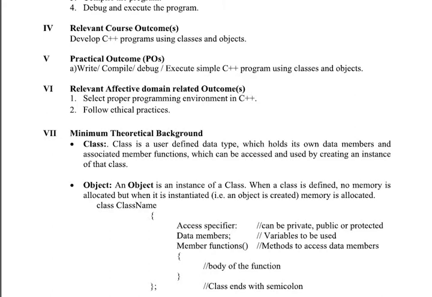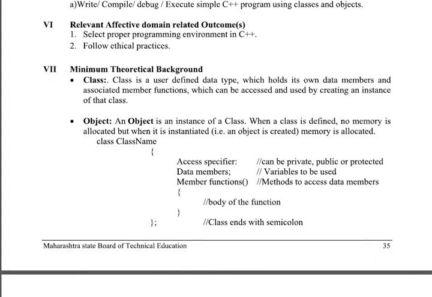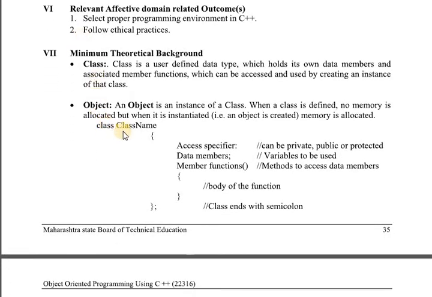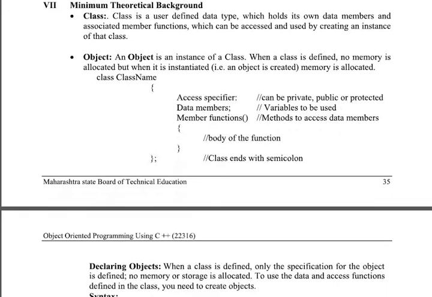So here is the syntax to declare a class. Class is a keyword. After that we write the class name, using any identifier. Now the access specifier, which may be private, public or protected. Data members of the class means the variables which will be used in the program. Now the member functions, and after that the closing curly bracket and semicolon. This is the declaration of a class.